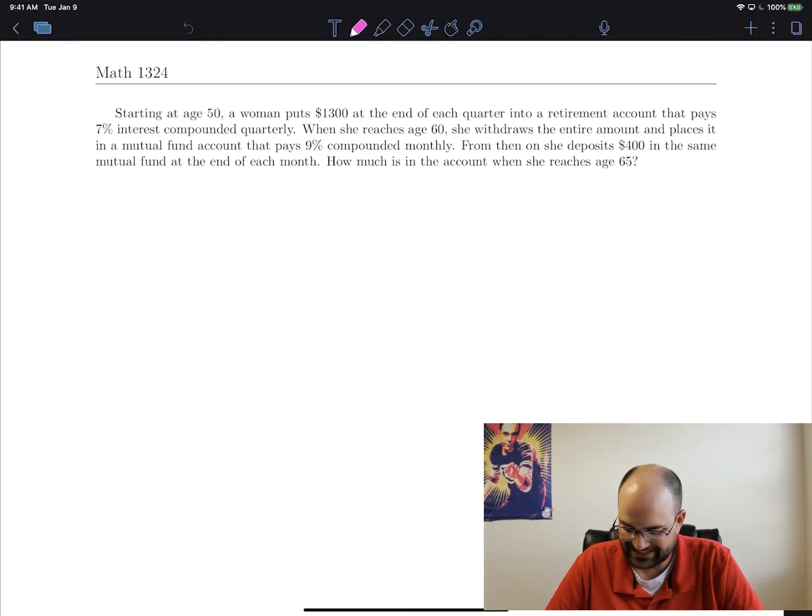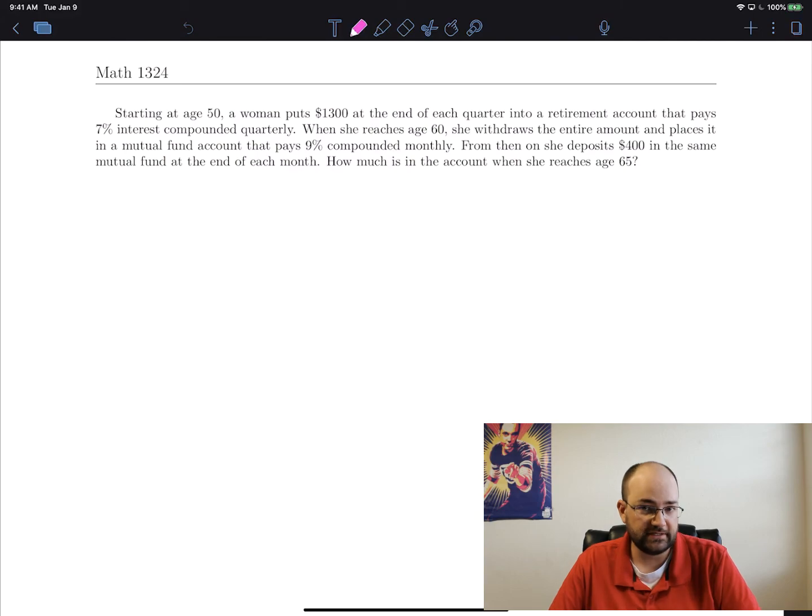When she reaches age 60, she withdraws the entire amount and places it in a mutual fund account that pays 9% compounded monthly. From then on, she deposits $400 in the same mutual fund at the end of each month. How much is in the account when she reaches 65?